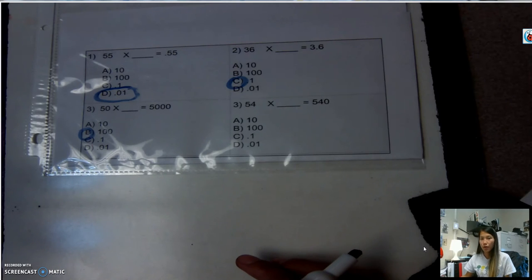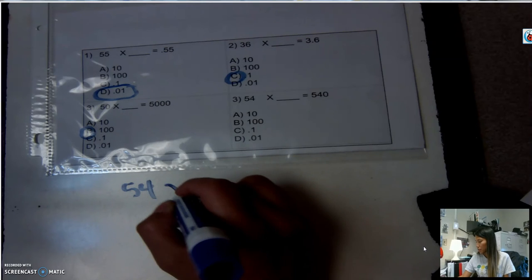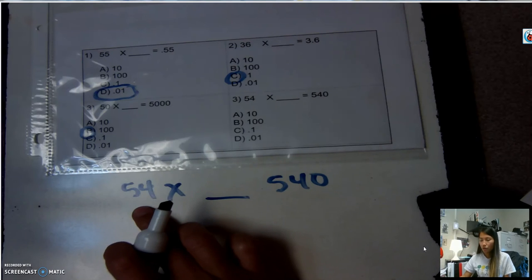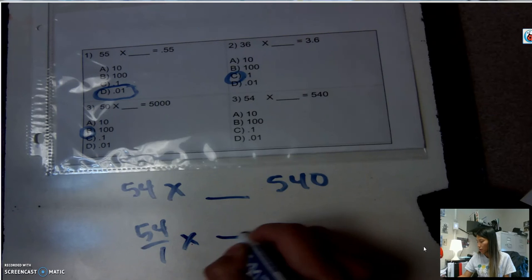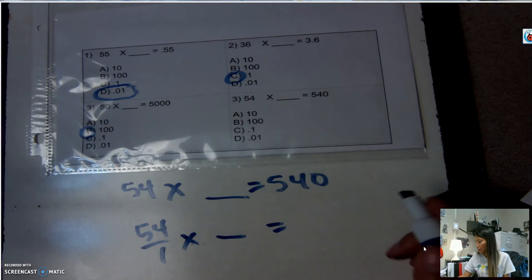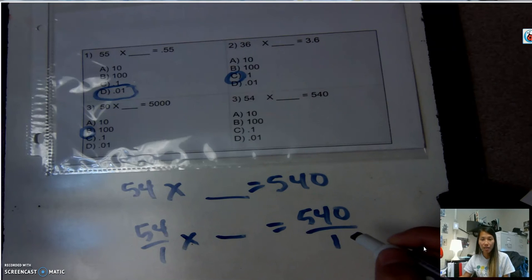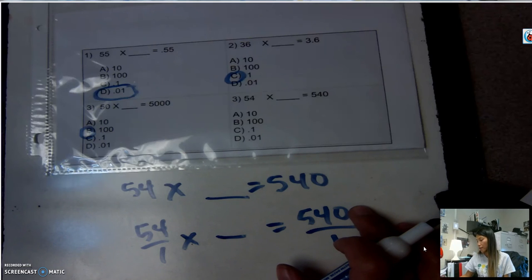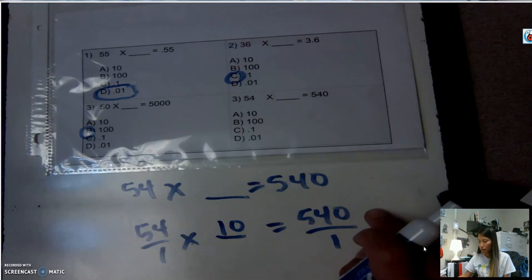Alright, our last problem would be 54 times a number will give you 540. So I would put 54 times a number will give you 540. I would convert that into a fraction, and I will put it as 54 over 1 multiplied by a number will give me, so that's supposed to be an equal sign here, 540. And I will put 540 over 1 because that does not change my value. So 54 multiplied by what will give me 540? I know if I multiply it by 10, 54 times 10, it will give me 540.